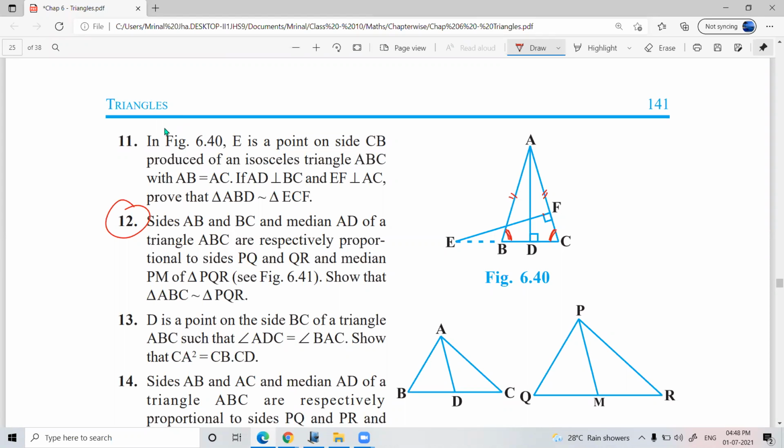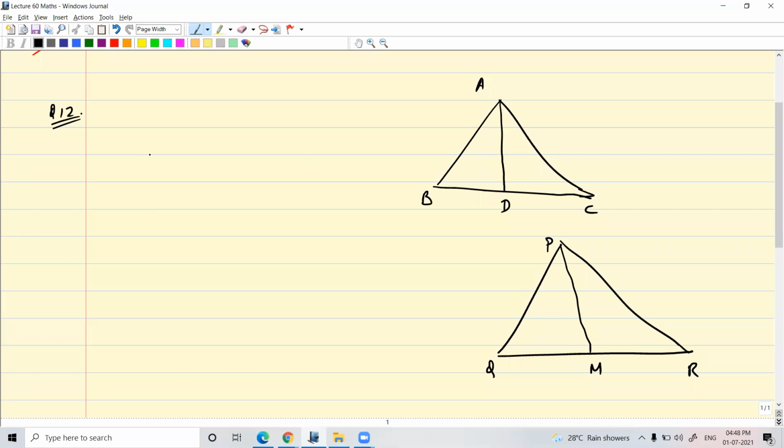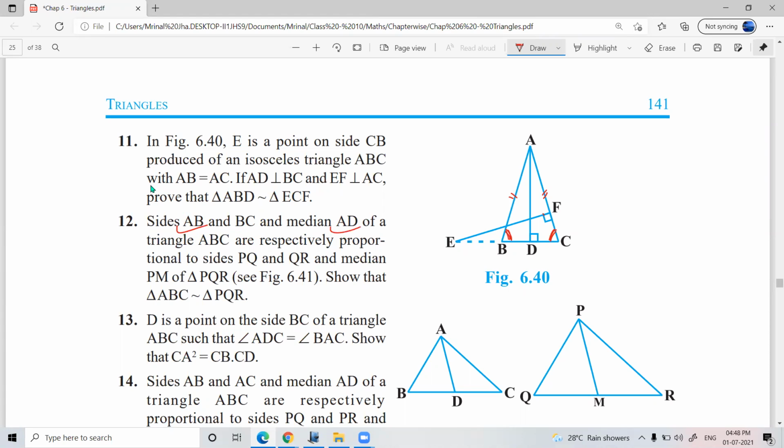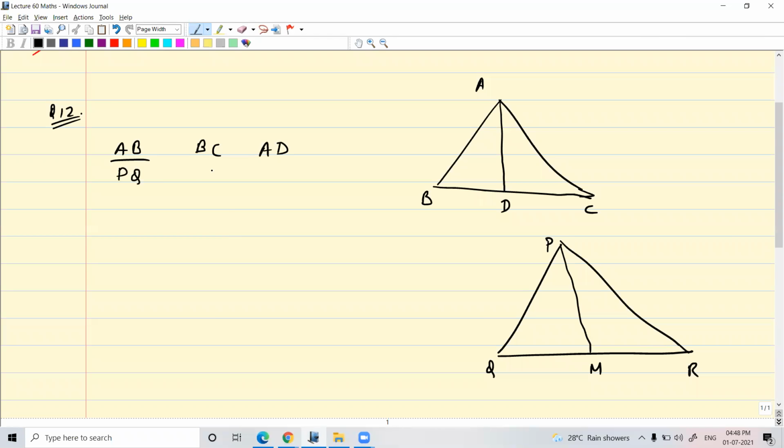Now, tell me, what is the condition that is given? What are they saying here? AB by PQ is equal to BC by QR and that is equal to AD by PM. Yes, very good. So they have told you that these three sides, AB, BC and AD of a triangle are respectively proportional to the sides PQ. Respectively means what? One by one. So AB will be proportional to PQ. So let's write PQ below AB and QR below BC and PM below AD. So that is the condition given to you.